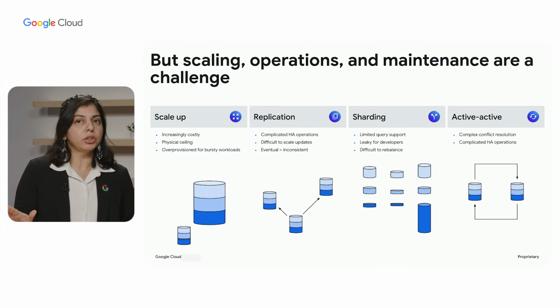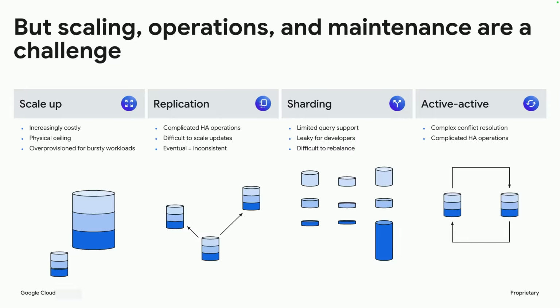And don't even get me started on sharding. Sharding is where you break the database into pieces, and then we just kind of pray and hope that they still talk to each other correctly. And the final boss, active-active configurations. High availability, yes, of course, but you get stuck dealing with complex conflict resolution and even more complicated HA operations. So basically, we're either hitting a wall or losing consistency.